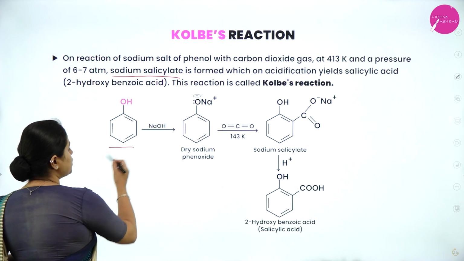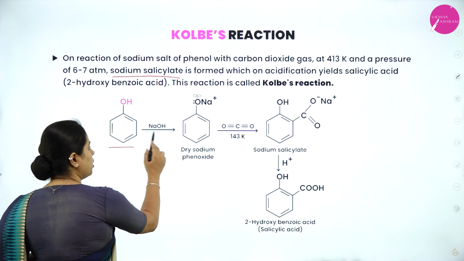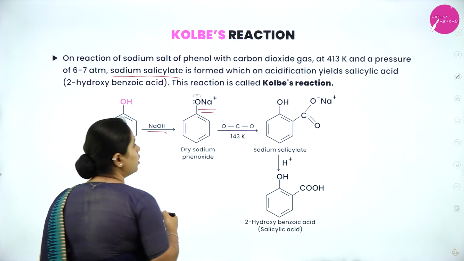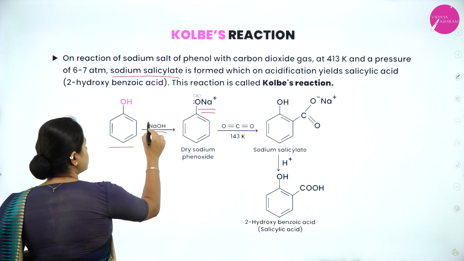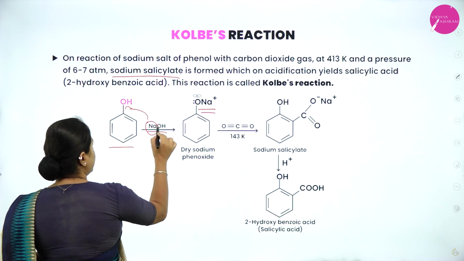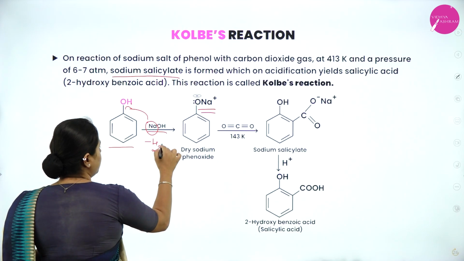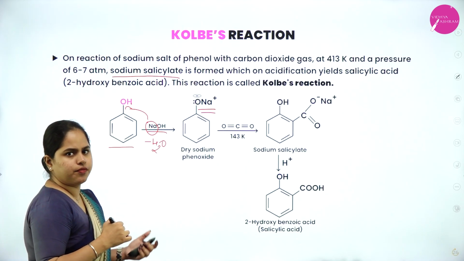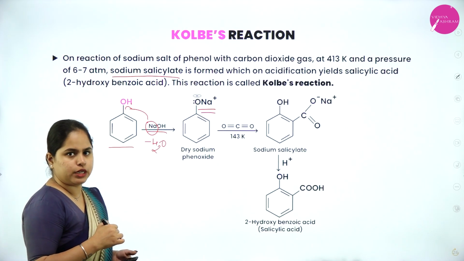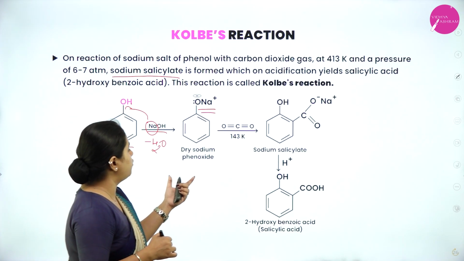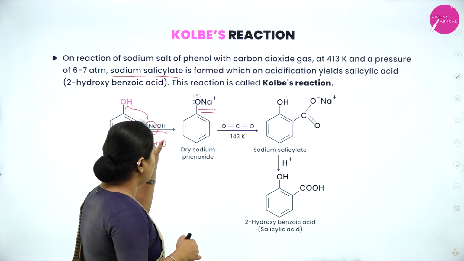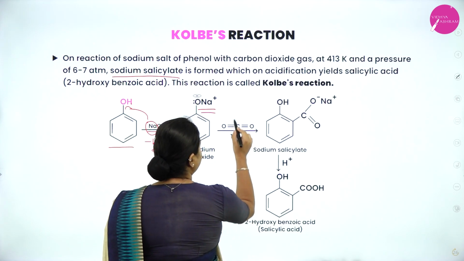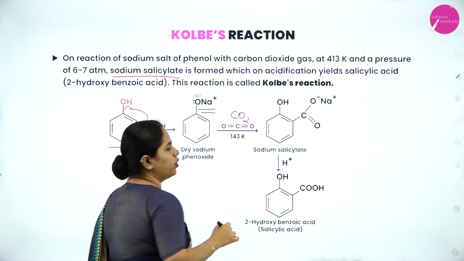So first what happens? Phenol is going to react with sodium hydroxide and you are going to get sodium phenoxide. That is, sodium will be substituted for hydrogen and OH will be removed as water. Okay, so this we have already discussed in the chemical properties of phenol, right? So first, sodium phenoxide will be formed. Now to this sodium phenoxide, what are we adding here? Carbon dioxide is going to be added.